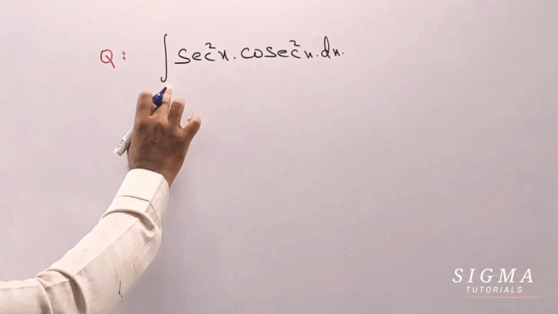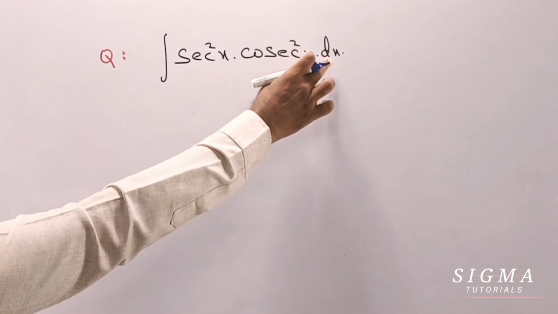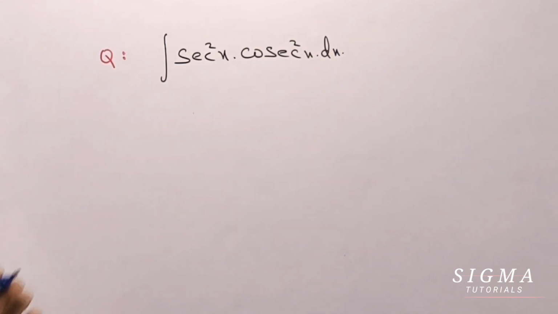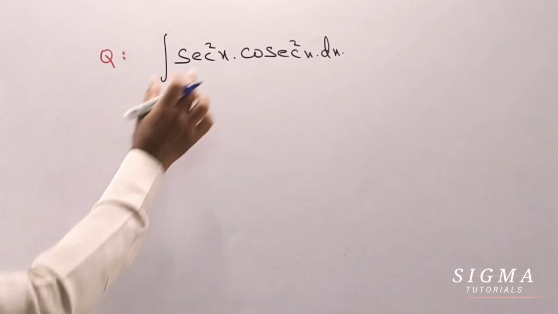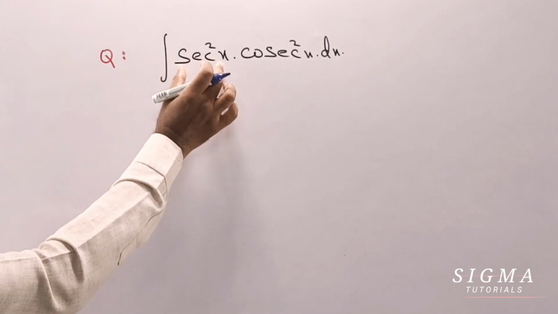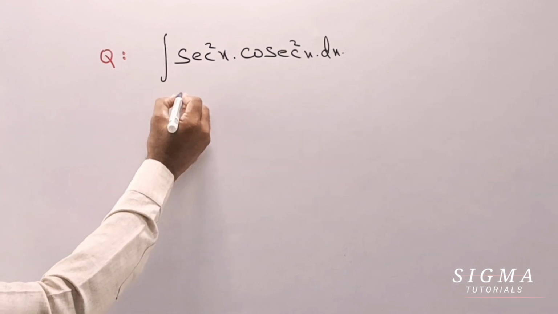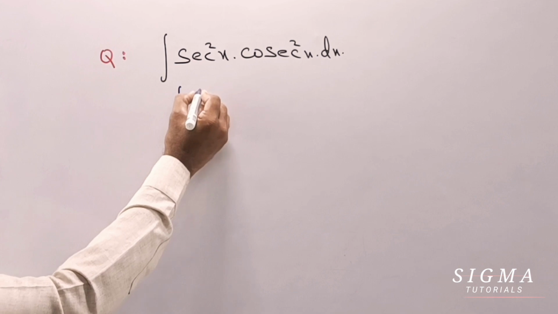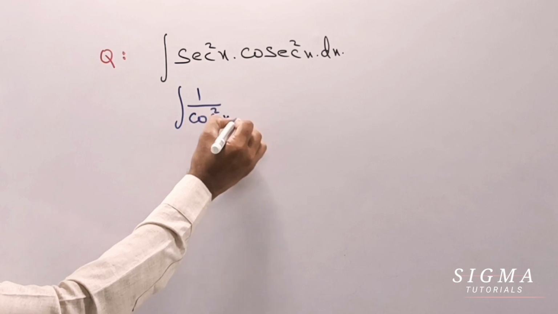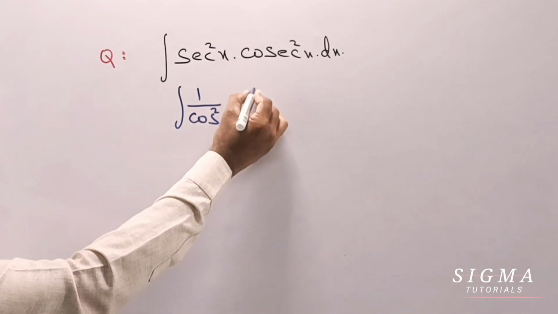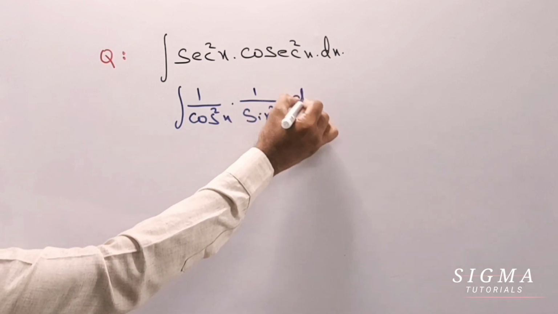Now the next question is the integration of secant square x times cosec square x dx. How can we solve this kind of question? First, we have the formula that sec x can be written as 1 by cos x. So we write the integration as it is, 1 over cos square x, then cosec can be written as 1 divided by sine square x, dx.